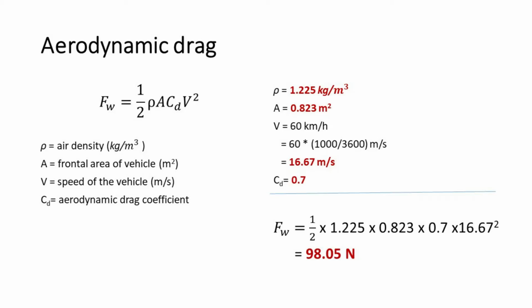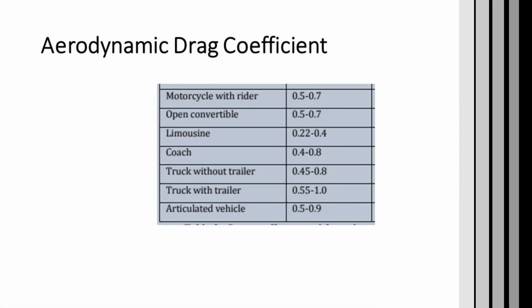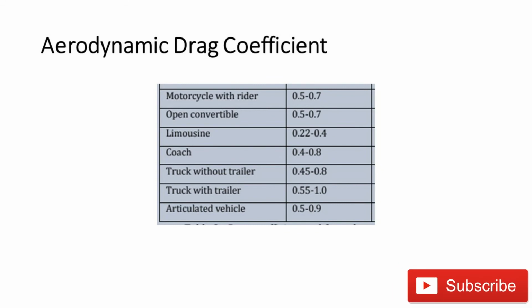In our case, we are assuming the value of rho as 1.225 kg per meter cube. It is the air density at sea level. Then the frontal area of the vehicle is 0.823 meter square. We will check soon how to calculate the frontal area. The velocity of the vehicle is 16.67 meter per second and the coefficient of drag is 0.7. This is a table that shows the values of aerodynamic drag coefficient.